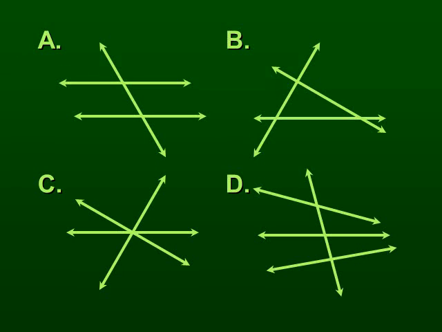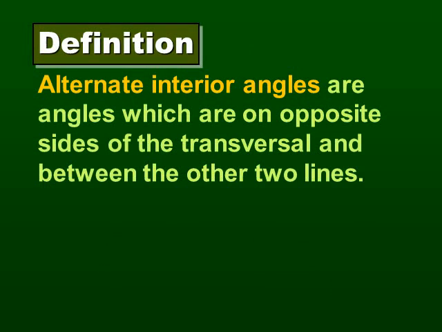Now C is the only one that is not a transversal. If you notice, yes, the line intersects both of the other lines, but only in the same point. So that's actually a point of concurrency, and so it doesn't satisfy the definition of transversal.